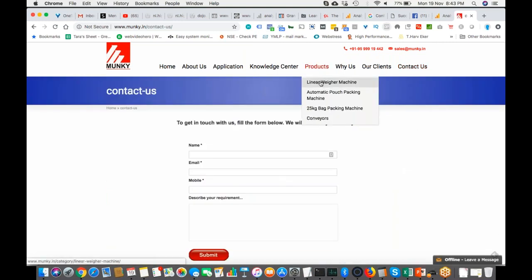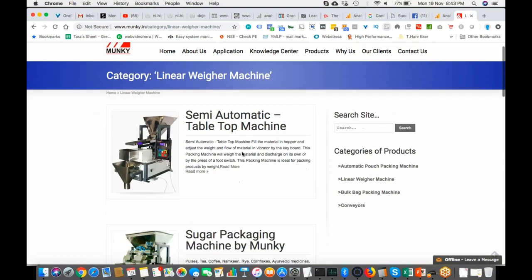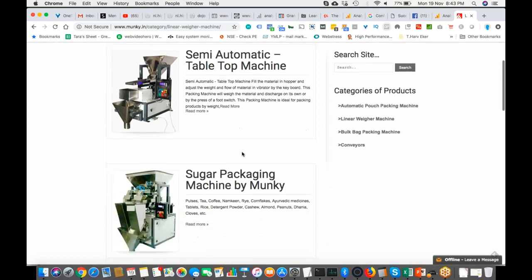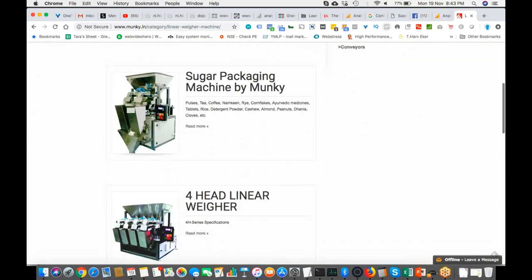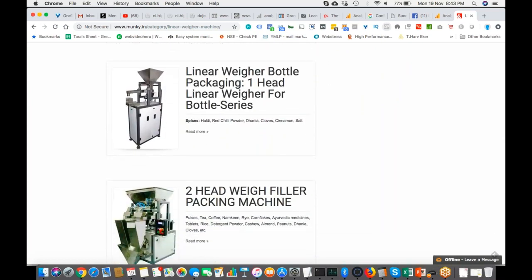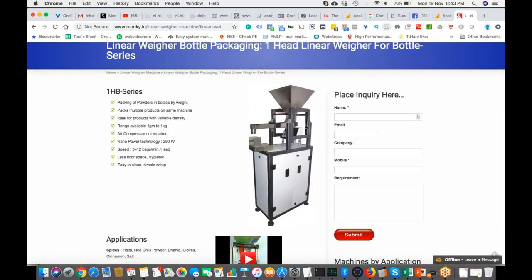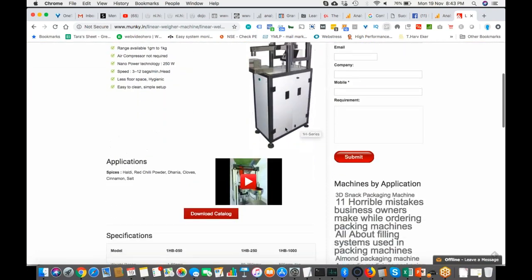But then there are products. For example, you can see the linear wear machines, or a lot of other things. Let's say I am somebody who's into bottling, and I need a bottle packaging machine. So I'll go to this product page, and there you see a form over here. This will automatically capture what machine this user is interested in, right?